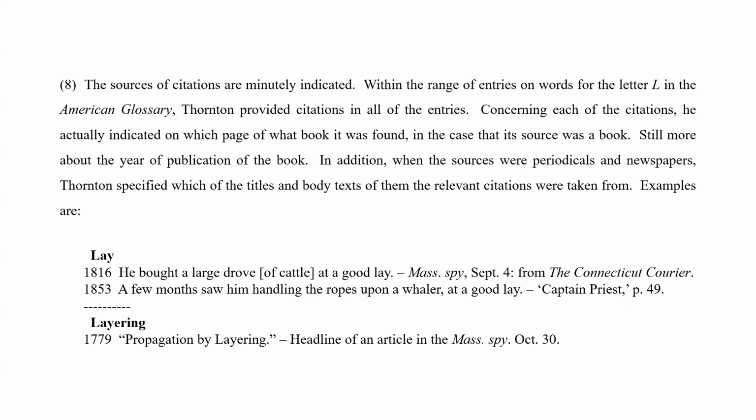8. The sources of citations are minutely indicated. Within the range of entries on words for the letter L in the American Glossary, Thornton provided citations in all of the entries. Concerning each of the citations, he actually indicated on which page of what book it was found, in the case that its source was a book. Still more, the year of publication of the book. In addition, when the sources were periodicals and newspapers, Thornton specified which of the titles and body texts of them the relevant citations were taken from. Examples are as you see here.